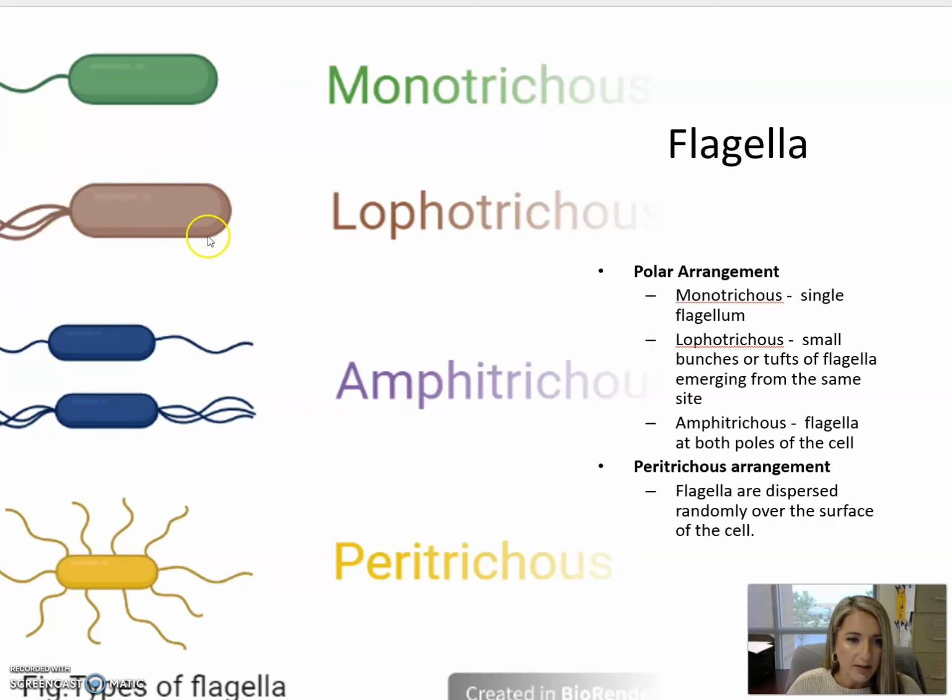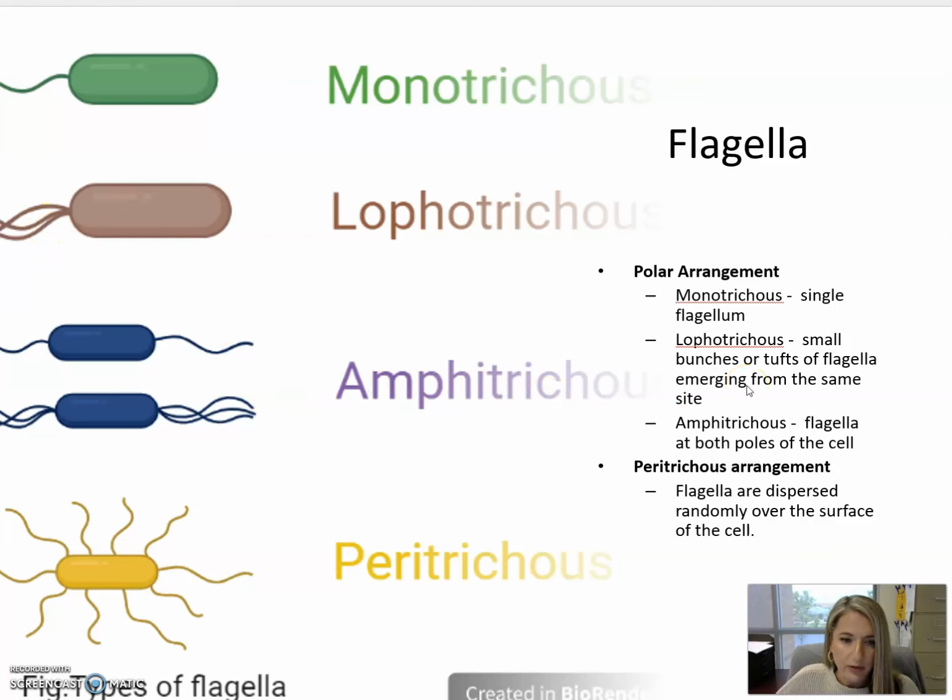So if we look at this bacteria here, it has numerous flagella, all originating from that same site, so that is considered lophotrichous arrangement. Here it's 3, but it doesn't matter if it's 3, 10, 50, 100. If they're all originating from that same site on the bacterial cell, then it's considered lophotrichous arrangement.